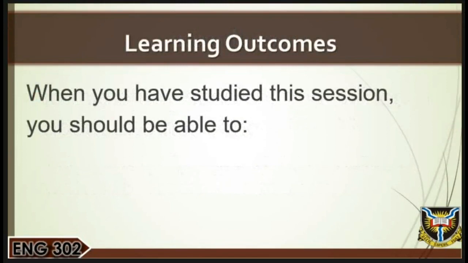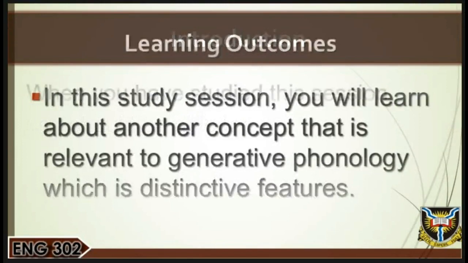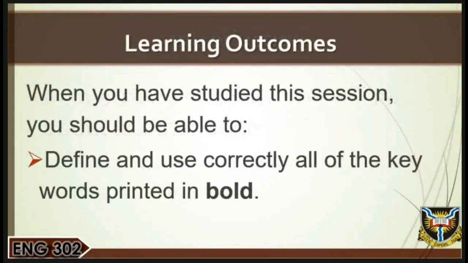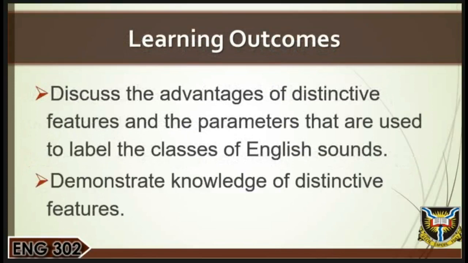Learning outcomes for study section 5. When you have studied this section, you should be able to define and use correctly all of the key words printed in bold. Discuss the advantage of distinctive features and the parameters that are used to label the classes of English sounds. Demonstrate knowledge of distinctive features.